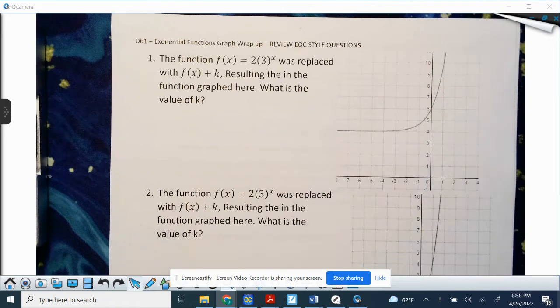So going over some exponential functions that are EOC level style questions, some that are released and some that I've seen in the past that we're having some struggles with. That's what we're going to work on today.